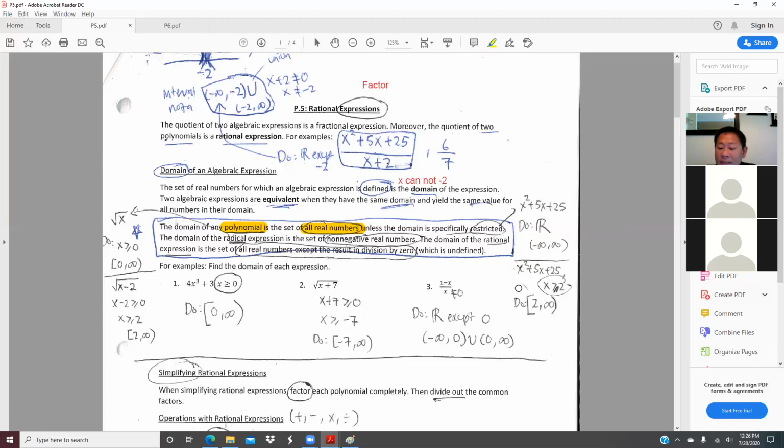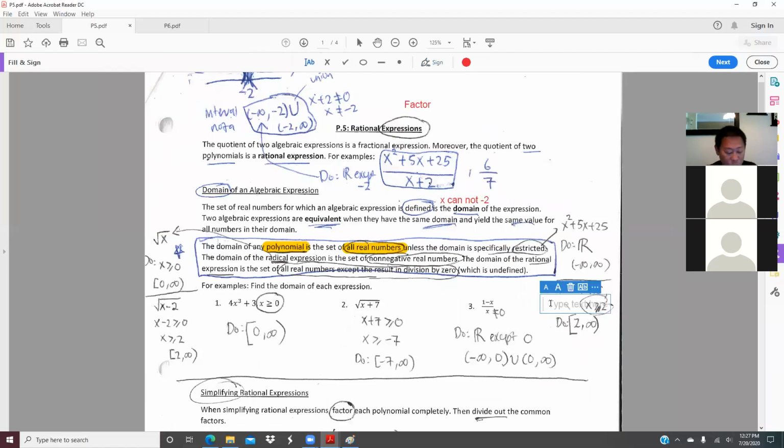But what happens if I say x squared plus 5x plus 25, where x is greater than or equal to 2? This is what I call the domain restriction. So when you have a domain restriction, then your domain in this case is no longer all real numbers. Your domain in this case starts from 2 to infinity. It depends on the restriction here. If you have an equal sign, you have to use a bracket. If you don't have an equal sign, you have to use a parenthesis. Okay, so this is for what we call polynomials.